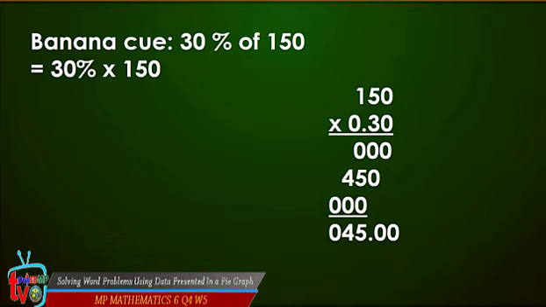Banana Q, 30% of 150 is equal to 30% times 150. Change percent to decimal, so 150 times 30 hundredths. Get the partial products. 0, 0, 0. 450, 0, 0, 0. Get the sum to get the final product. The final product is 45.